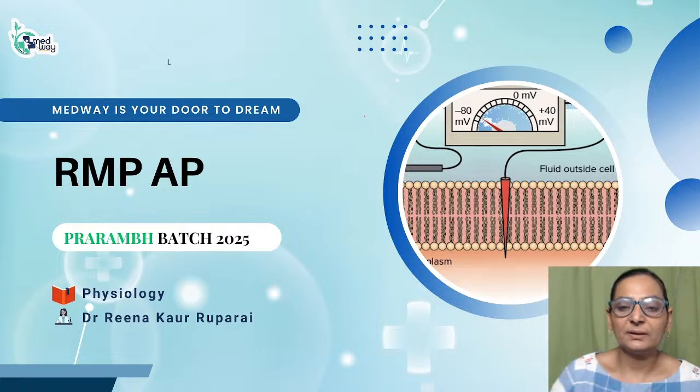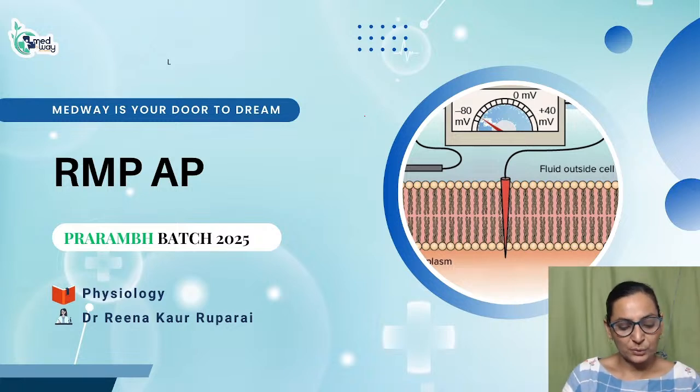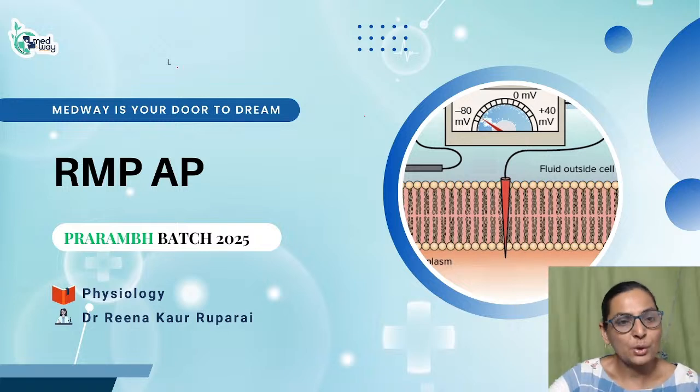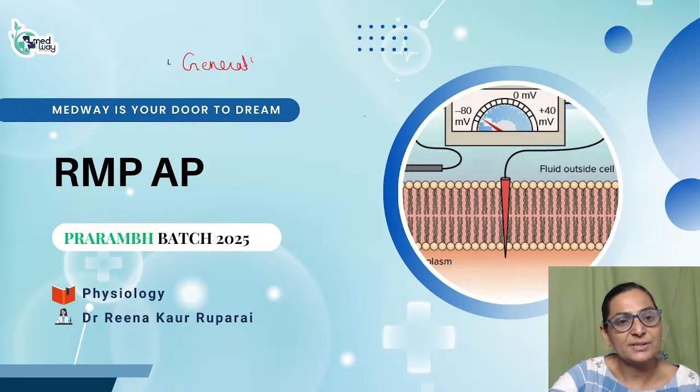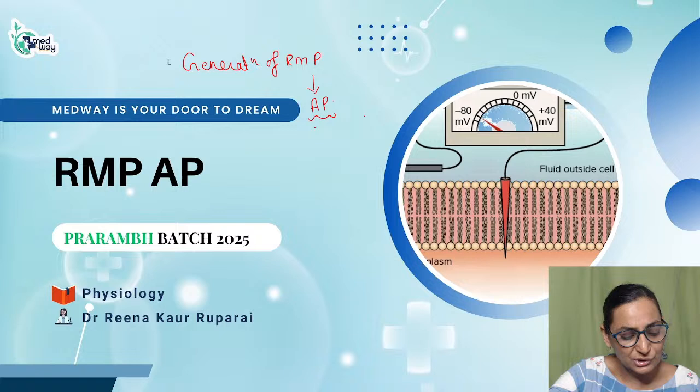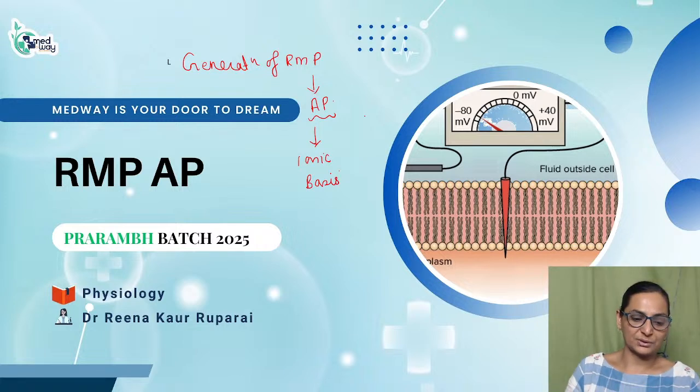We are starting with, as we've already started with, general physiology. Today I'm going to take how the resting membrane potential is generated and how this resting membrane potential is converted into an action potential, and we will also be looking into the ionic basis of this action potential.